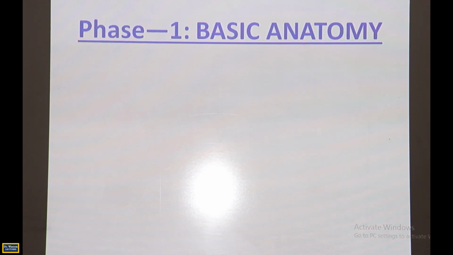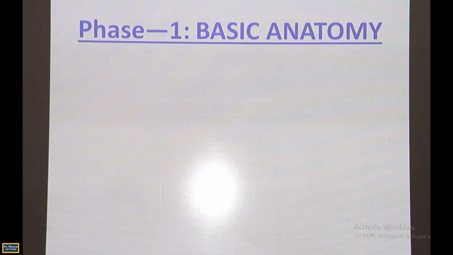I have already told you that in the lower limb you have to tackle these things under 4 phases basically. The first phase is the basic anatomy. The second phase will be the clinical correlations. The third phase is the MCQs practice, and the fourth is the clinical presentation. So we are dealing here with the first thing, the basic anatomy.